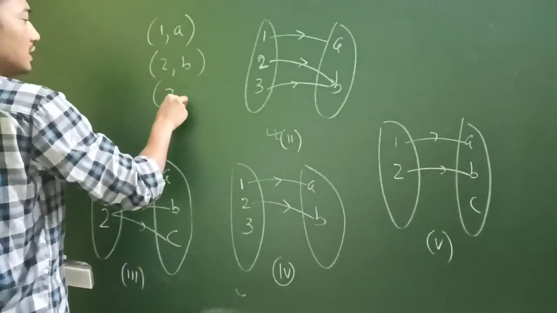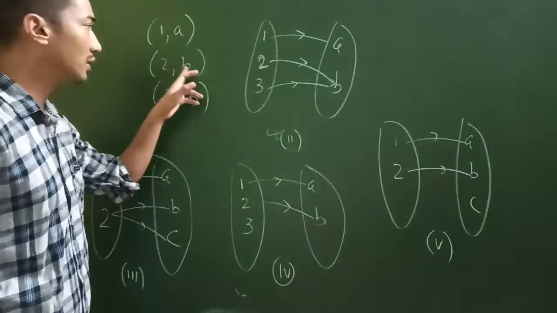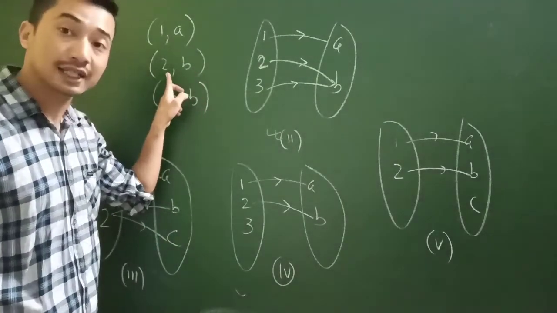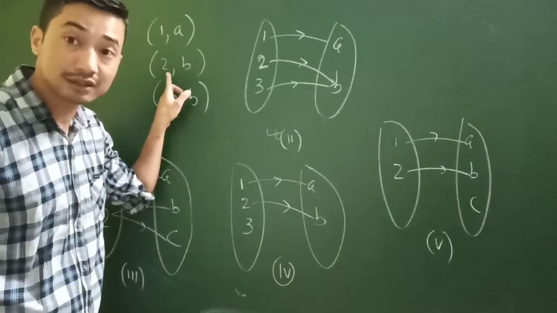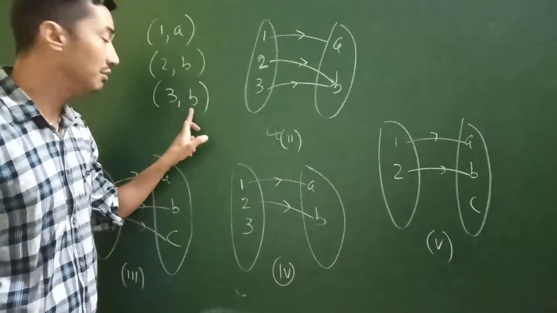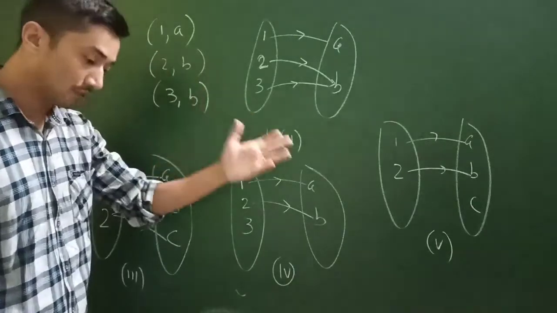2B, 3B. So, to clear your confusion more again, 2 has an image B. Does 2 have another image? No, isn't it? 2 doesn't have another image again. 2 has only one image. What about 3? 3 has an image B. 3 doesn't have another image. So it fulfills the definition.